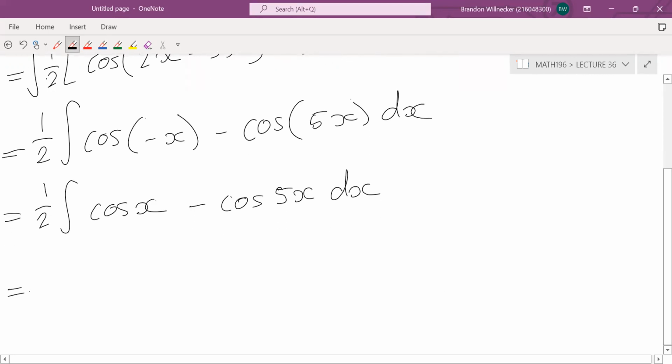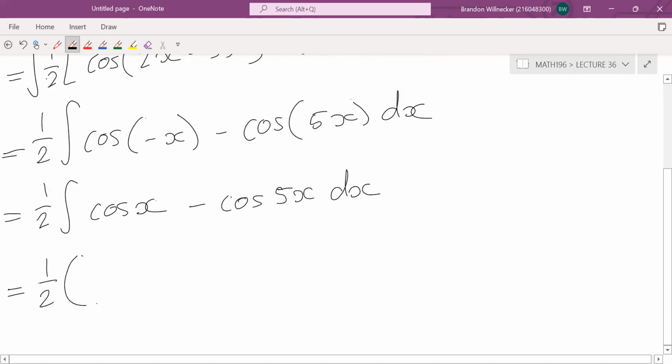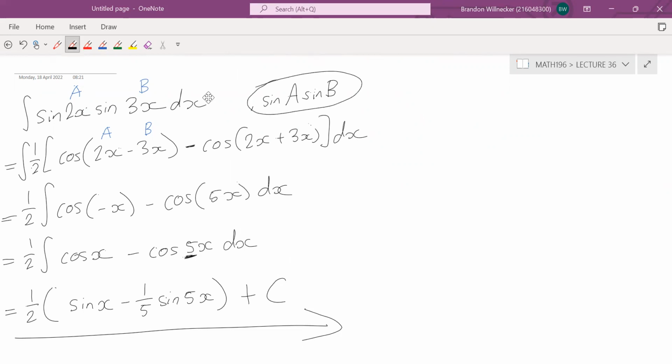Okay, so now we can do the integral on each term individually. So we have 1/2 on the outside. The integral of cos is going to be sine, so we have sine x. Again, the integral of cos is sine, but we've got this factor of 5, so that's going to be minus 1/5 sine 5x. Okay, and again, this is an indefinite integral like we had before, so we need to have the plus c. Okay, so that's just another example with something like sine times sine.